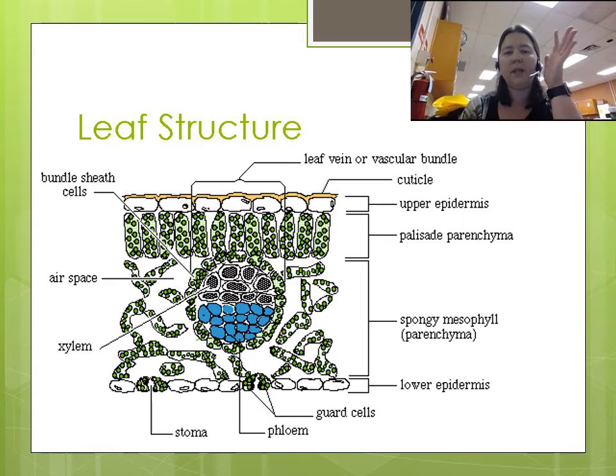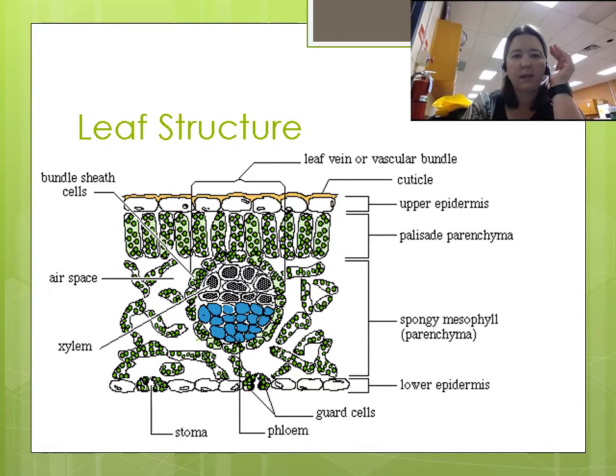So leaf structure is really important to making photosynthesis happen, because this is where it actually happens. All right, anywhere you see these green little dots. So all of these green dots are chloroplasts. And in the chloroplasts, that's where photosynthesis will occur.